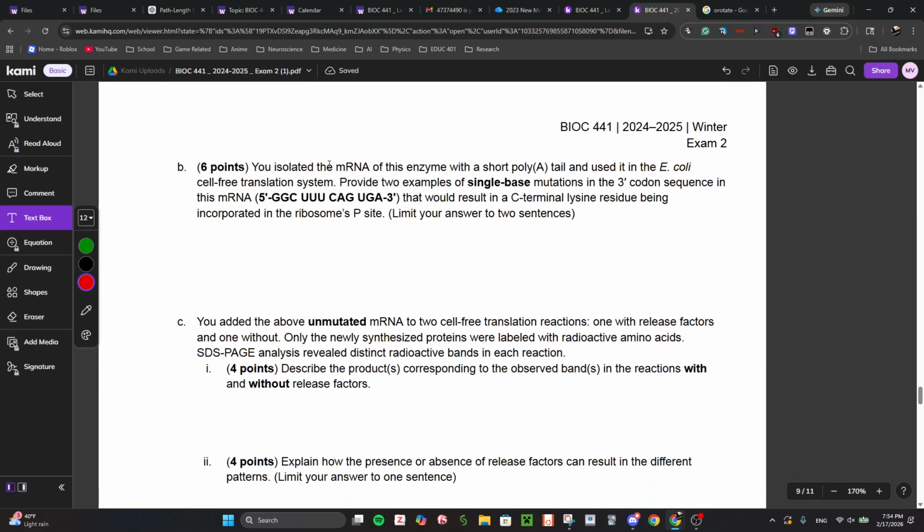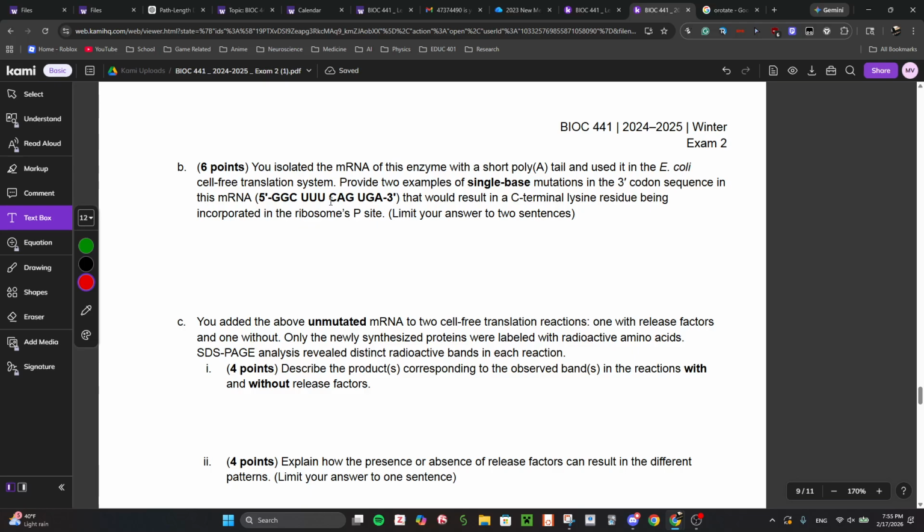You isolated the mRNA of this enzyme with a short poly A tail. Provide 2 examples of single base mutations. This question I got stuck on when I took the actual test. Remember, mRNA with a short poly A tail. That's very important here. And you want it to end with a C-terminal lysine.